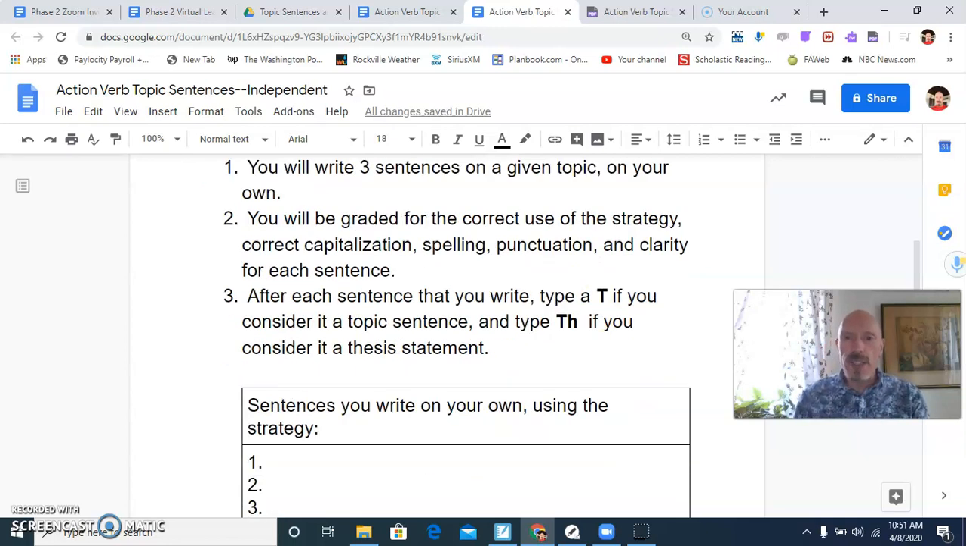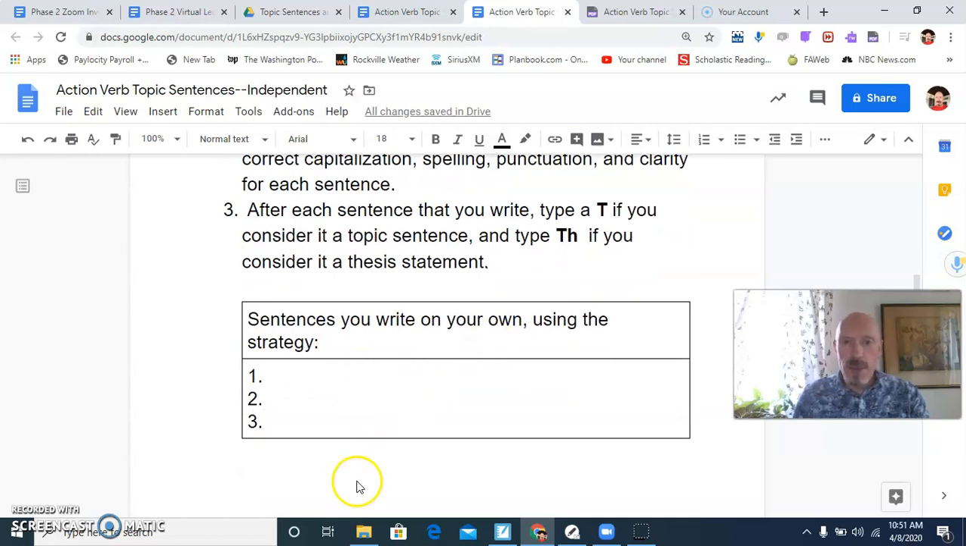After you write a sentence, tell me, is it a topic sentence? Is it like going to start a detailed paragraph? Or is it a thesis statement? Is it a broad statement that you're setting out to prove? And then just write me 3 of them. That's all you have to do.